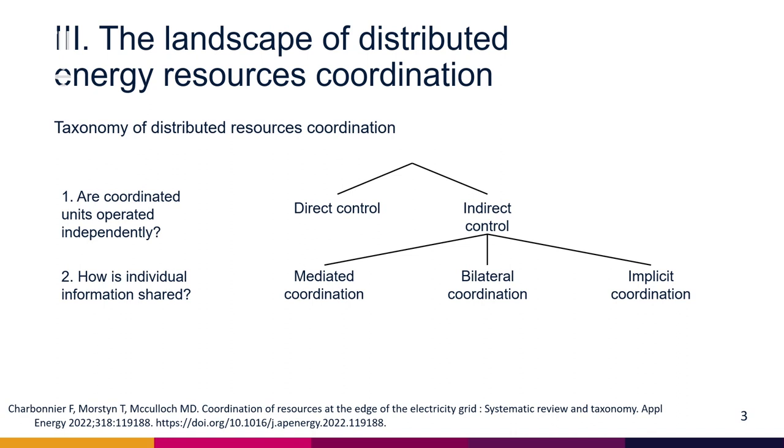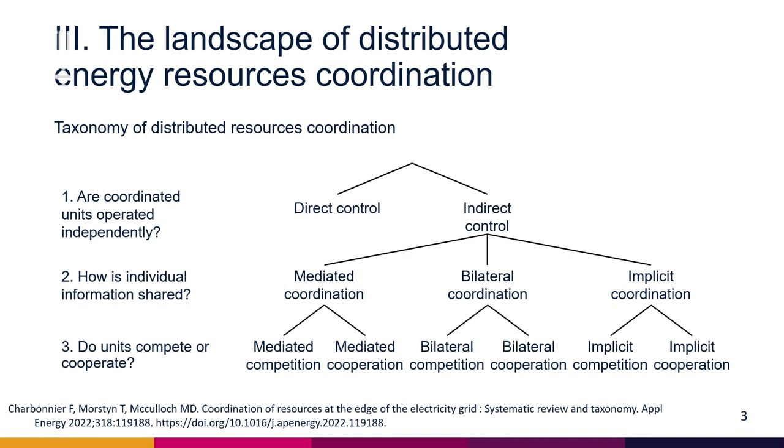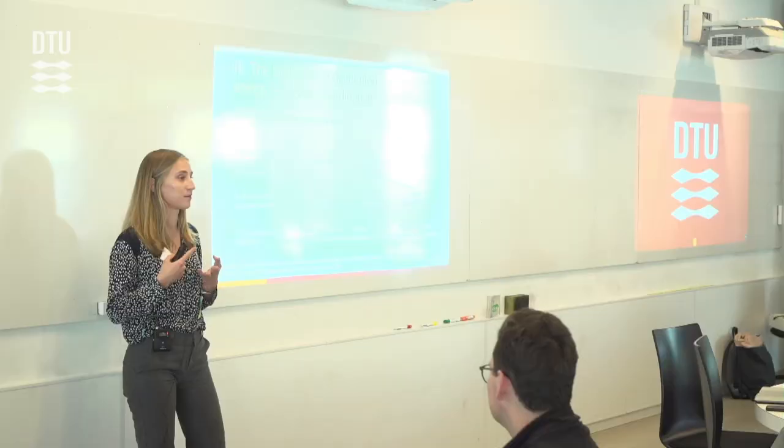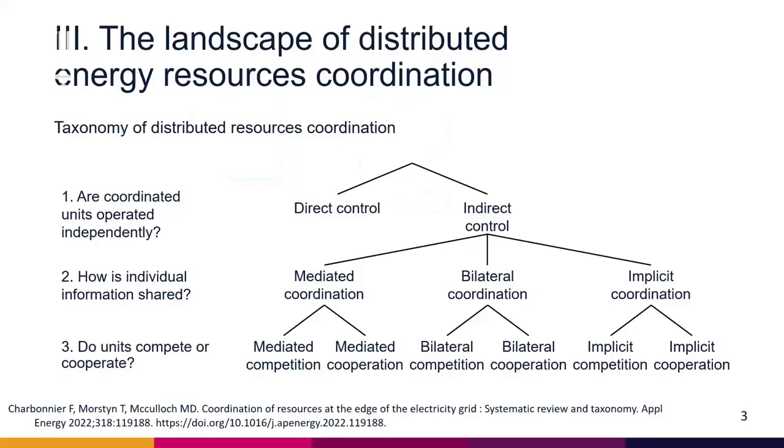Or you might do bilateral coordination, where information is shared only between peers. And for each of these different structures, you can have competition or cooperation. But we know that in the case of information sharing, there are privacy issues, security issues, and cost issues, especially, as I said, for millions of homes. So if we look at the case of implicit coordination, can we manage to have some level of coordination between distributed energy resources even without sharing information?